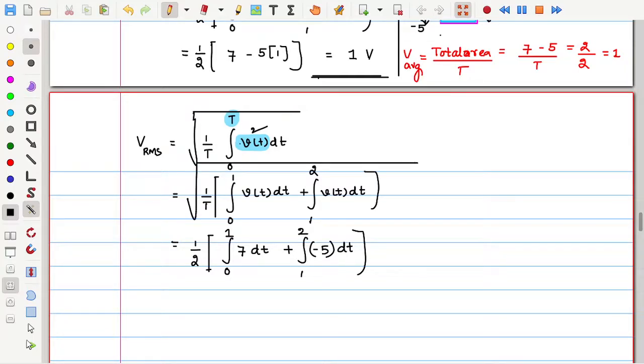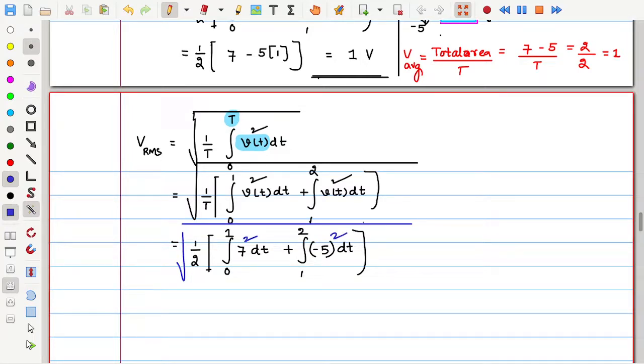How did we evaluate the average value? We split the integration. So let us split again, splitting and squaring the functions. Let me add it with a different color. Then splitting is over, so the square root is added. Then square of this, square of this.